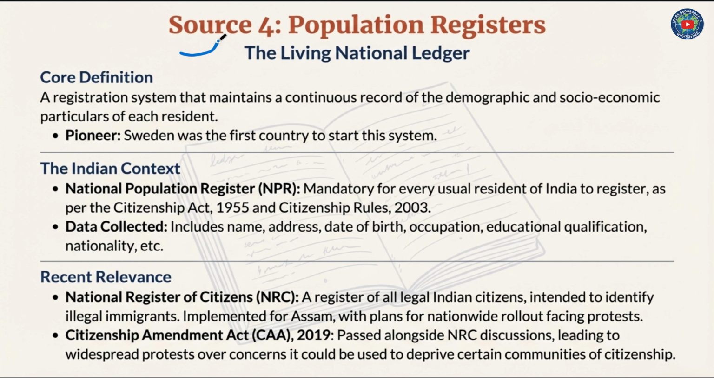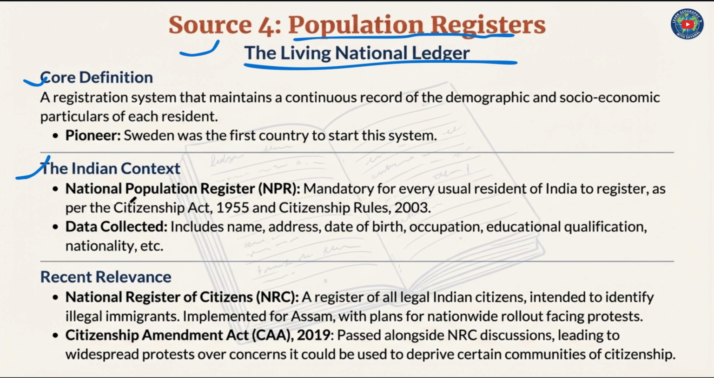Source 4 of population sources: population registers, the living national ledger. Core definition: a registration system that maintains a continuous record of the demographic and socioeconomic particulars of each resident. Pioneer: Sweden was the first country to start this system, that is population registration.